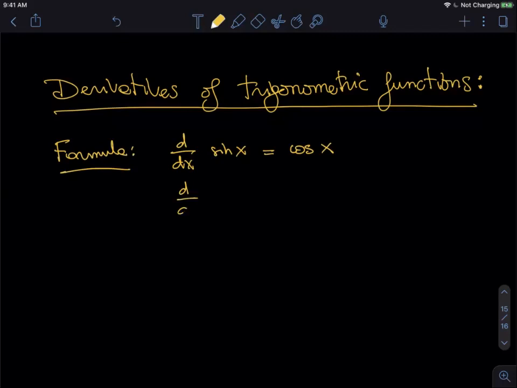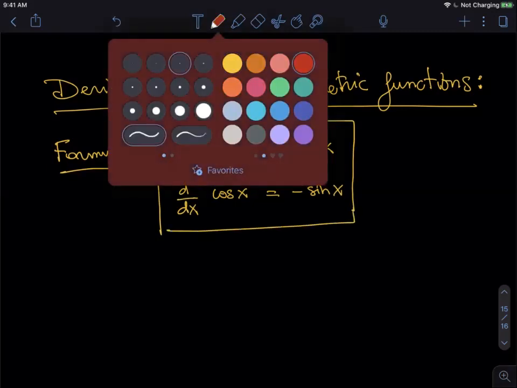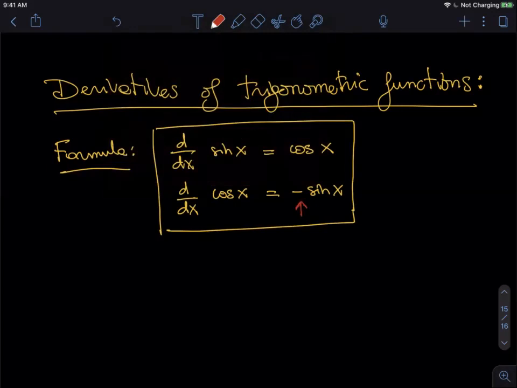Okay, and careful here, the derivative of the cosine of x is minus the sine of x. Okay, so careful with this negative sign.